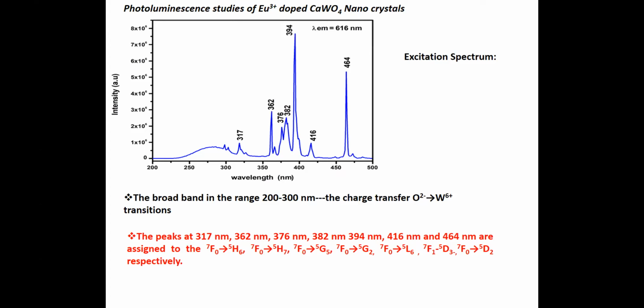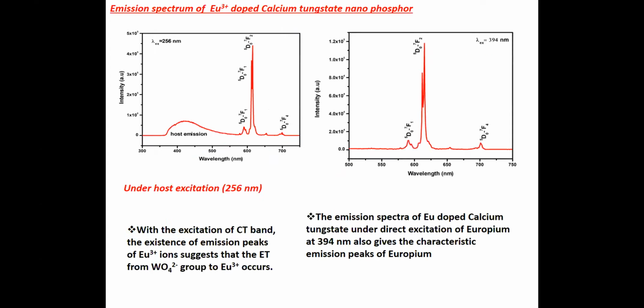After this broad excitation peak, we can see a series of sharp peaks, and all these sharp peaks are assigned to the various transitions of the europium ion, and all the assigned peaks are shown in the figure. Next slide, please. This is the emission spectrum.